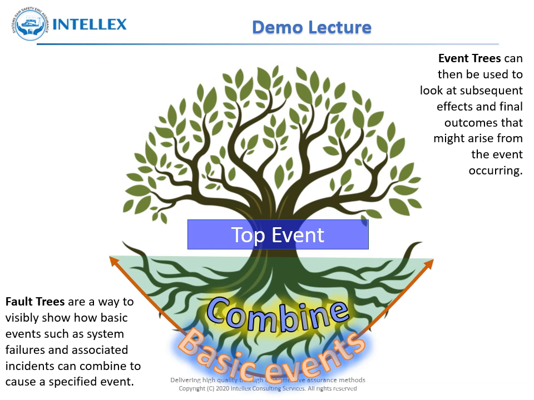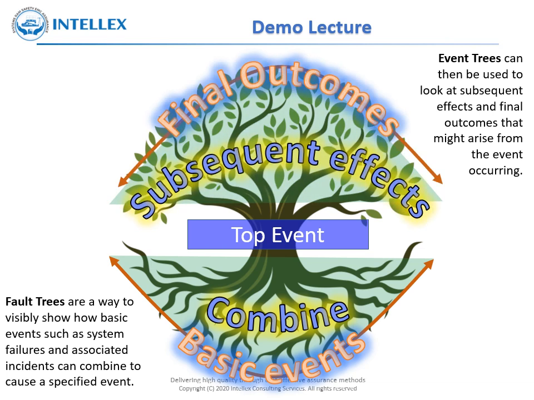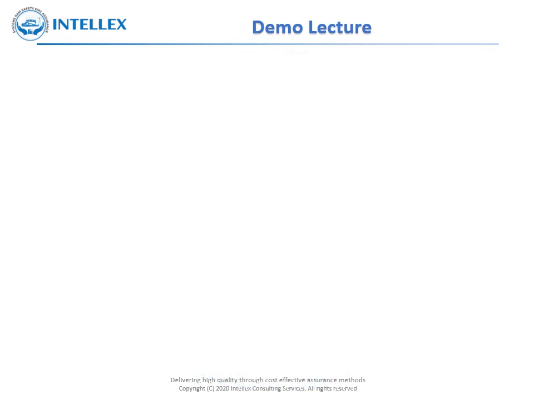Event trees can then be used to look at the subsequent effects and the final outcomes that might arise from that event occurring. You may also have come across the term bow tie diagram. This technique is in essence a direct implementation of fault trees and event trees used together. So let us now consider a very simple fault tree.